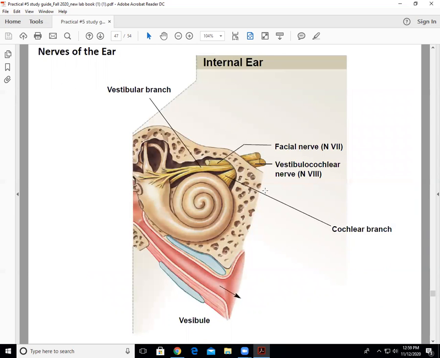So let's talk about the nerves in the internal ear. Here's your facial nerve. This is nerve number 7. And the vestibulocochlear nerve, number 8. This is the cochlear branch, and this is the vestibular branch, because this is the cochlea, and this is the vestibule.